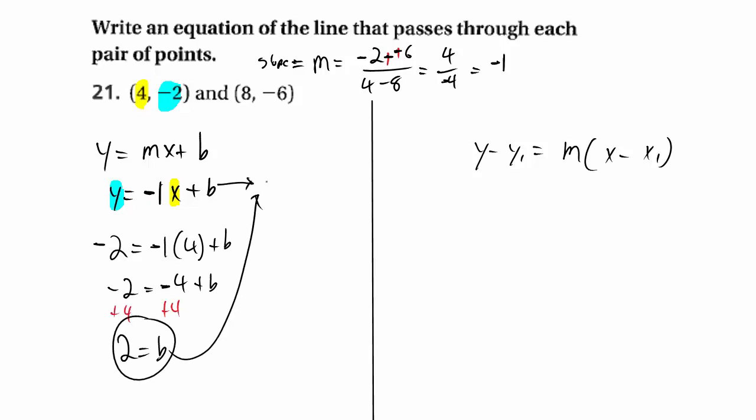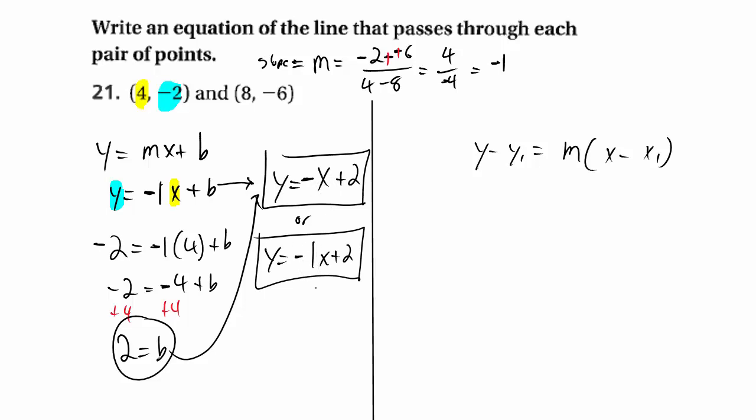b comes out to 2, and now instead of it just being y equals negative 1x plus b, which is unknown, it's y equals negative x plus 2. And you can put the 1 if you want. It's not necessary, but you can.